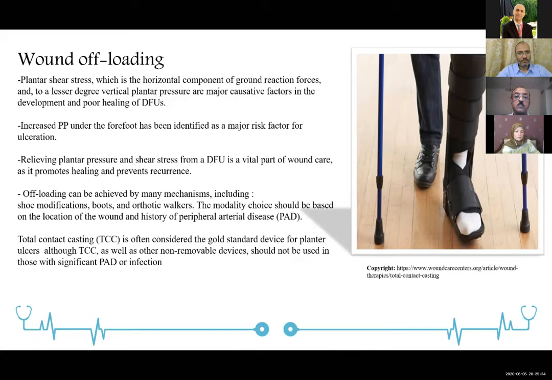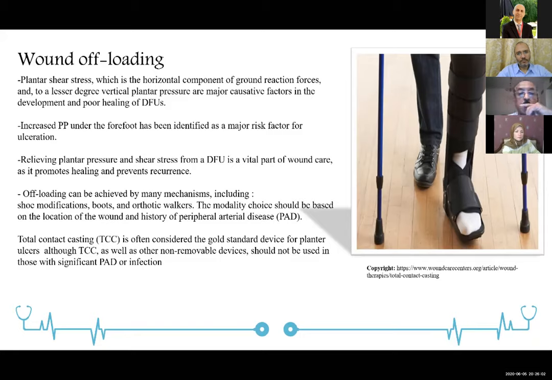Offloading can be achieved by many mechanisms, including shoe modification, boots, and orthotic walkers. The modality choice should be based on the location of the wound, history of peripheral arterial disease, and the presence of infection. Total contact casting is often considered the gold standard device for plantar ulcers.